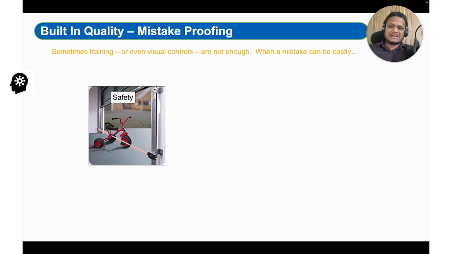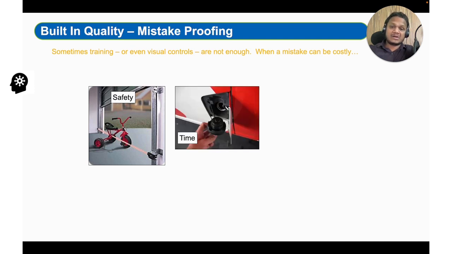Think about this example. In the parking garage, you can place this barricade kind of thing, which will prevent children from going. And when it comes to the fuel tank, all the fuel tank caps, right, they are all tied within that enclosure. That way, you are avoiding the mistake of misplacing the fuel tank cap.